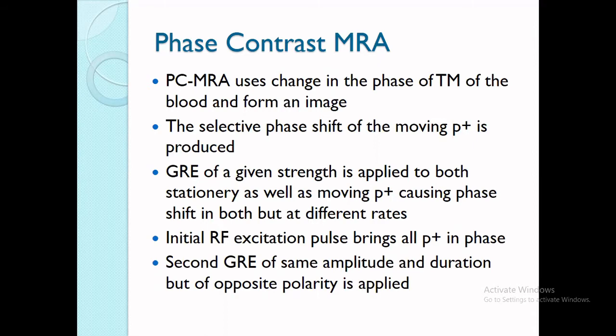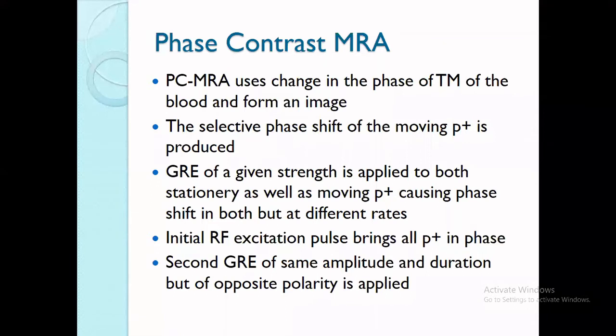So what do you mean by transverse magnetization? By transverse magnetization, we mean if you have given an initial RF pulse of a particular theta, and we give another one, so actually we are bringing the longitudinal magnetization toward the transverse magnetization. So in this technique, if you are changing the transverse magnetization and you are using it in order to differentiate between that of the blood flow and that of the stationary tissues, that's giving you the phase contrast. So that's the selective phase shift of the moving proton that is produced.